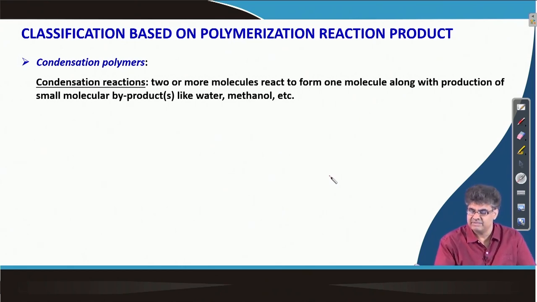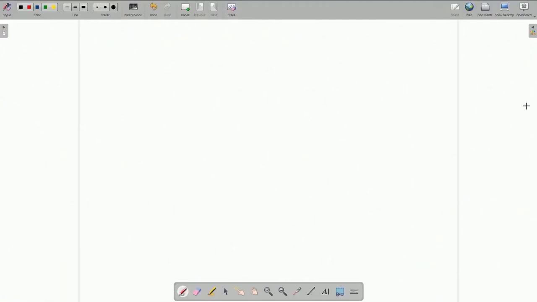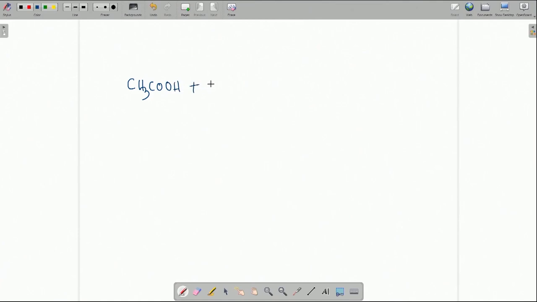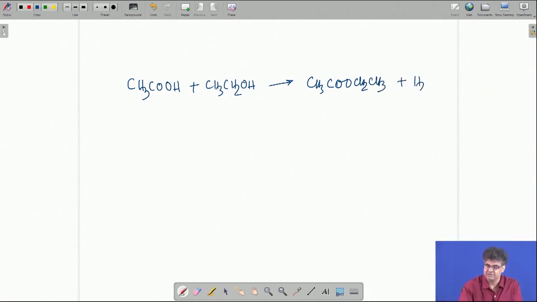Now, if we just want to give an example, we can write a standard condensation reaction, like acetic acid plus ethanol, which will give ethyl acetate, plus H2O. So, in this case, because this small molecule byproduct is coming out, we call this a condensation reaction. Now, instead of acetic acid, say we have benzoic acid, and we react with CH2OH again, we get ethyl benzoate. I am not writing the structure, that you can write.